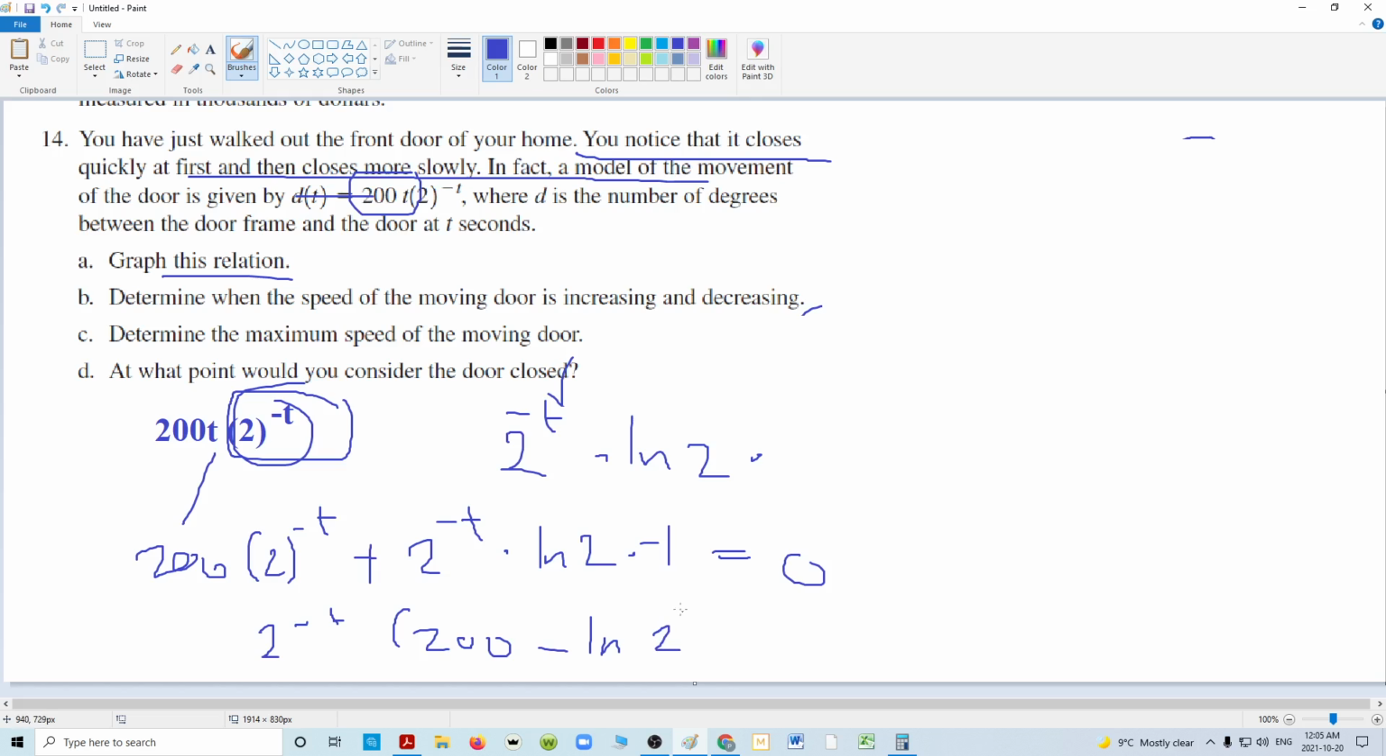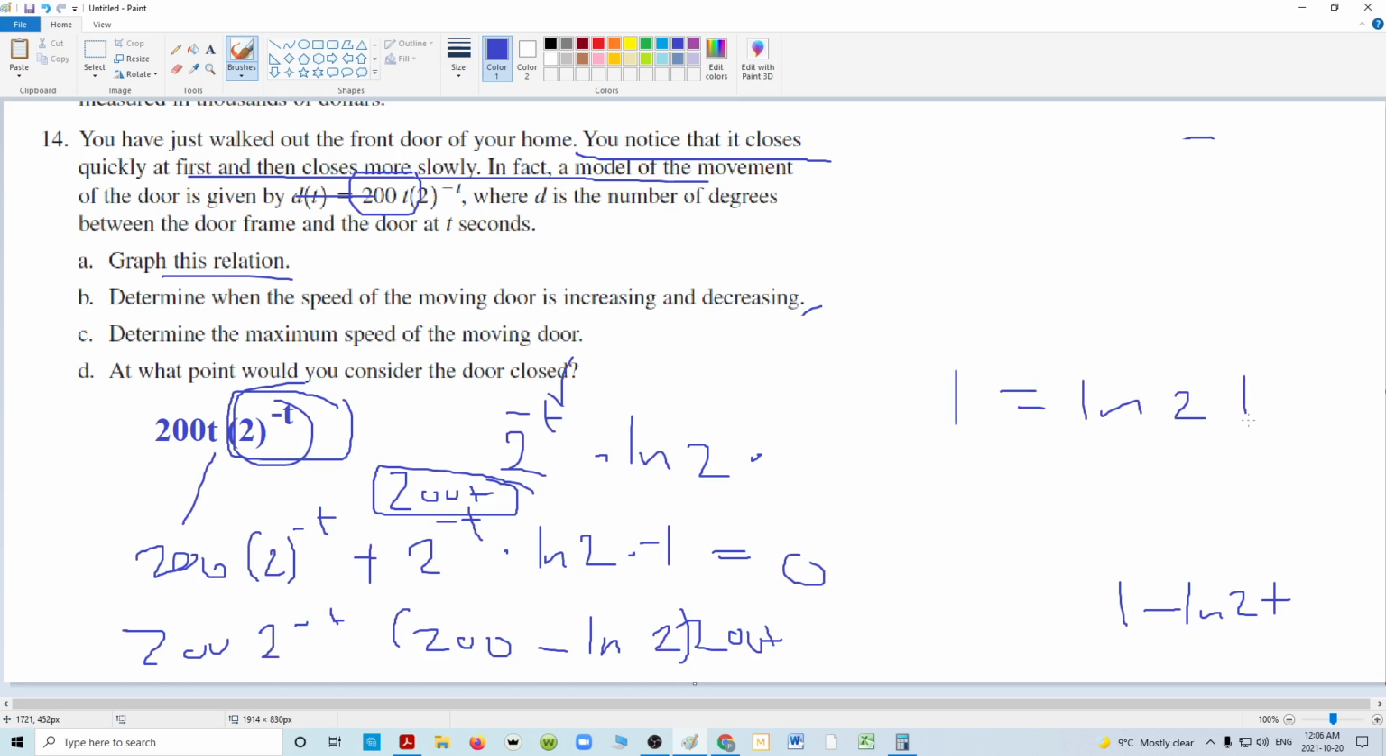There's no t in there. Oh, I forgot to multiply by 200t over here, because I've got to take the main function. So there's a 200t in this one. So I could take the 200 out as well, and I get 1 minus ln 2 of t, which means ln 2 times 1 is equal to that, which means t is equal to 1 over ln 2.